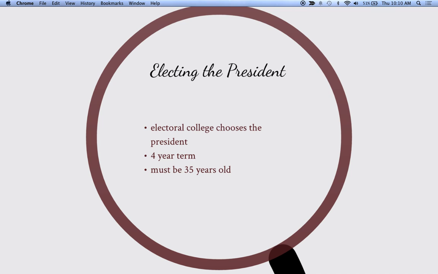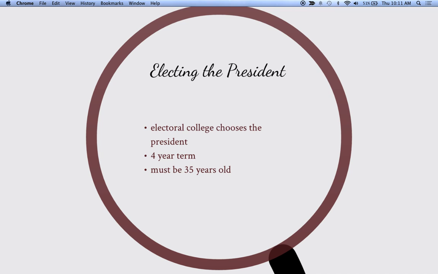Here we have electing the president, and this is where things can get a little confusing. We'll talk about some of these more in depth throughout this chapter. The people don't just simply vote for the president and he becomes president. There's a little different process. It's called the Electoral College, and this group of people ultimately choose the president. We vote on who the Electoral College should choose, and then this process takes place where they vote, and ultimately these are the people electing the president. We'll get into some of the specifics with that a little bit later on.